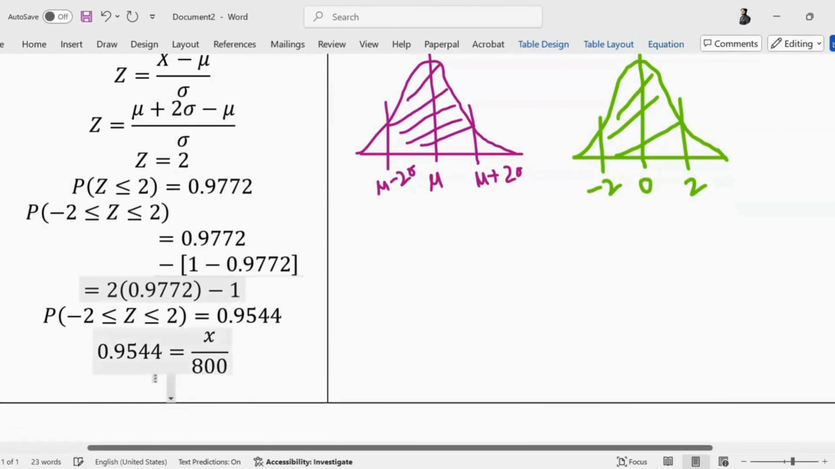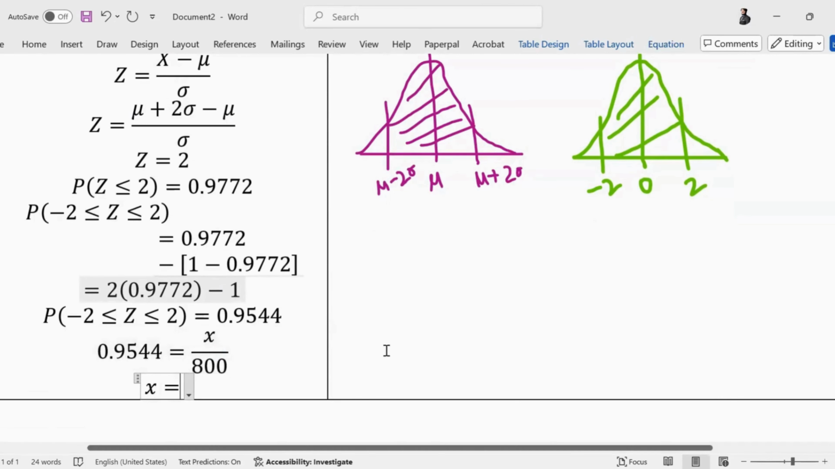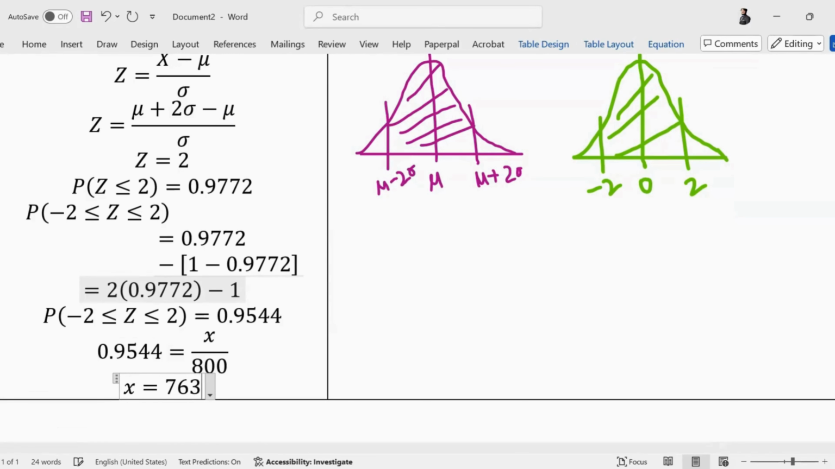How many leaves? That is what the question was asking. 763.52. 763 ले लो, 763 leaves. Is this clear? 764 भी ले सकते हो. दोनों आंसर इस situation में acceptable. नहीं, I told you it's a different variable. I told you it is a different variable.